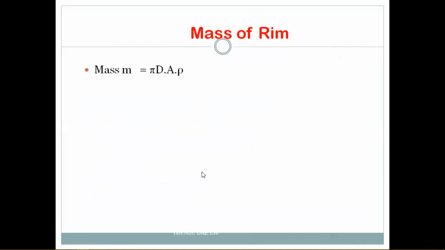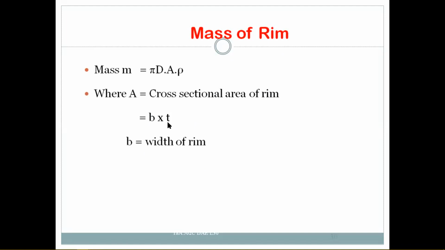And the mass of rim m is equal to pi d, the circumferential length, into area of the rim into density of the rim material. Where A is the cross sectional area of the rim, that is equal to width of the rim into thickness of the rim, A is equal to b into t, where b is the width of the rim and t is the thickness of the rim, whereas rho is the density of rim material.